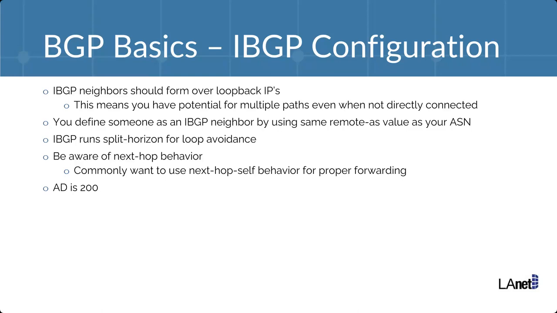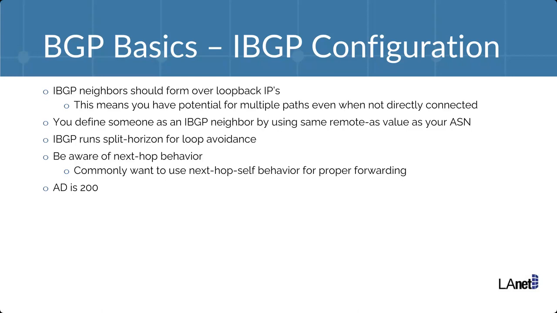As mentioned before, an IBGP neighbor has the same ASN, so you're going to use the same remote AS value when you set up and declare your neighbor. For loop avoidance, IBGP actually uses split horizon, something we're very familiar with from distance vector routing.